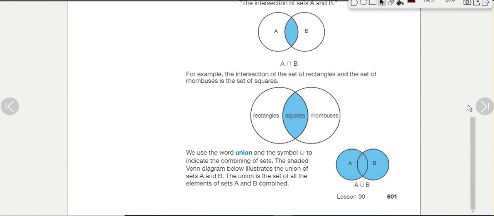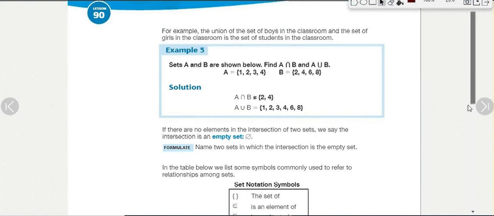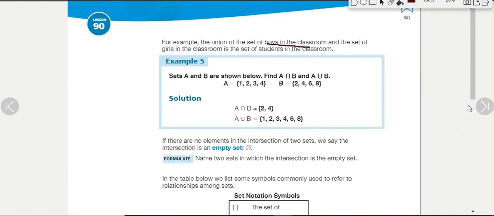We use union and an upward U. That's easy to remember. That means union. Looks like the first letter in the word union. Combining of sets, where you put them together and you count it all. The union of A and B. All the elements in both. Not just the ones they have in common, but including everything in both of them. For example, the union of the set of boys in the room and girls in the room, the union of that would be everyone in the room, right? It's one thing we're looking for and they complement the other half.